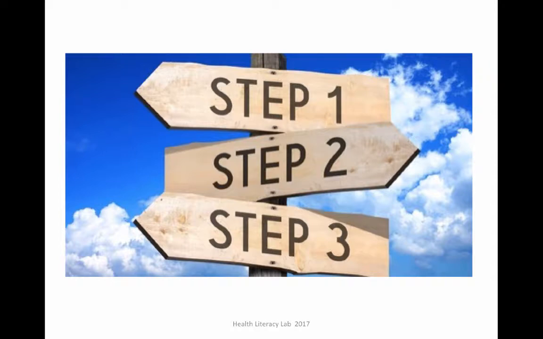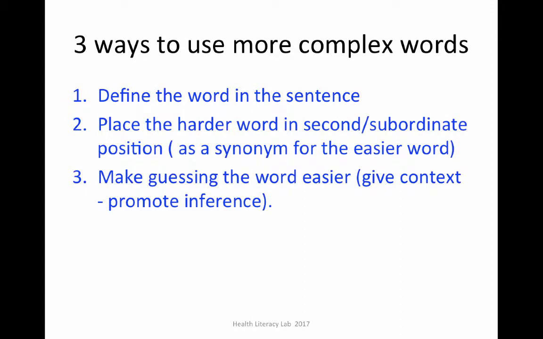As we said in a previous lesson, the 3 strategies we're going to practice today are defining the word actually in the sentence, placing the harder word in second or subordinate position, and we'll show you how to do that, and then overall improving the context so that it's much easier for the reader or the listener to guess. And we're skipping and guessing all the time when we come to terms we don't know. So we want to really promote this.